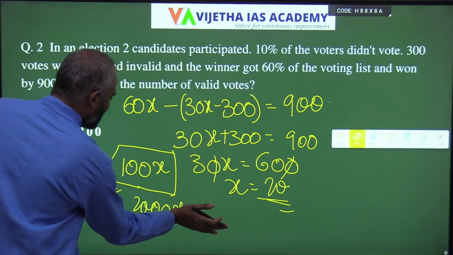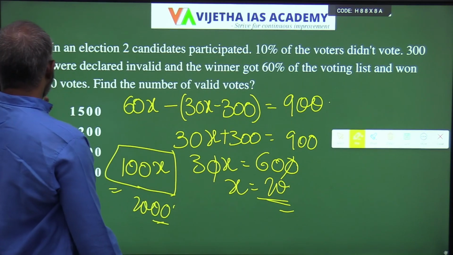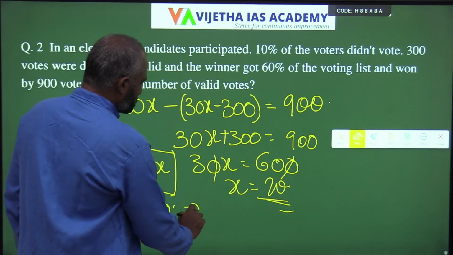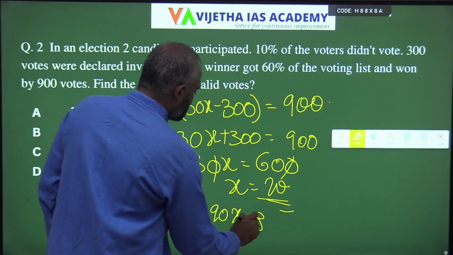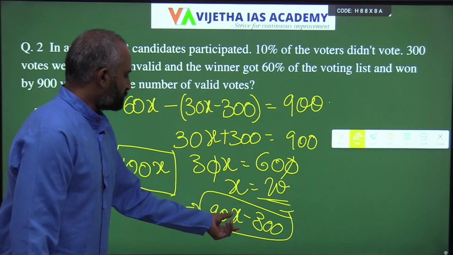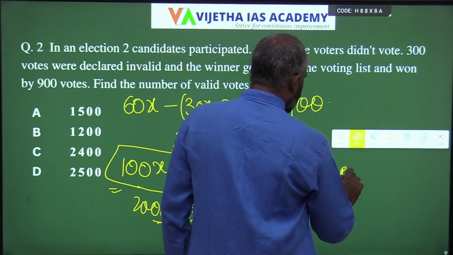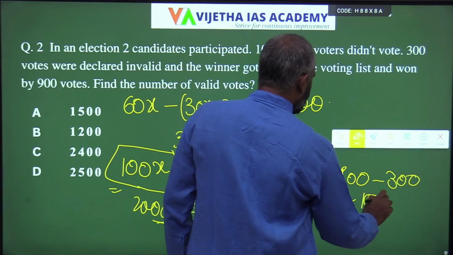But has he asked for the number of people in the voters list? No. He has asked us the number of valid votes. What were the valid votes? Valid votes were 90x minus 300. And x is how much? 20. So just substitute this here. 90 into 20 is 1800. 1800 minus 300 will be 1500.